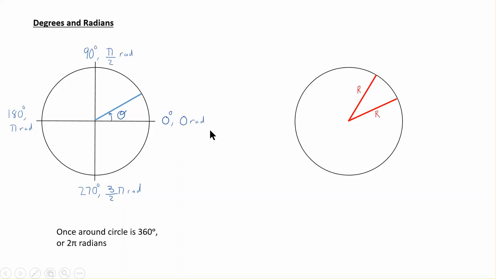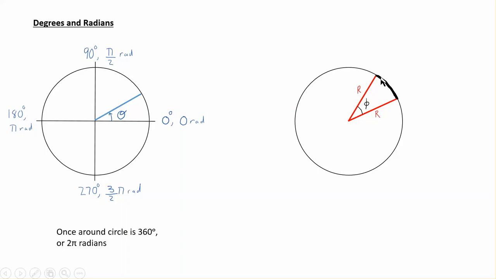By the way, there's one nice geometrical fact that you may or may not remember from your high school geometry. Suppose I have a circle of radius r, and I have these two red lines here, each of radius r, and there's some angle between them. Let me give that angle a name. I'm going to call it phi. And suppose I want to know the length of this arc of the circle, that little section of the circle right there. How long is it?